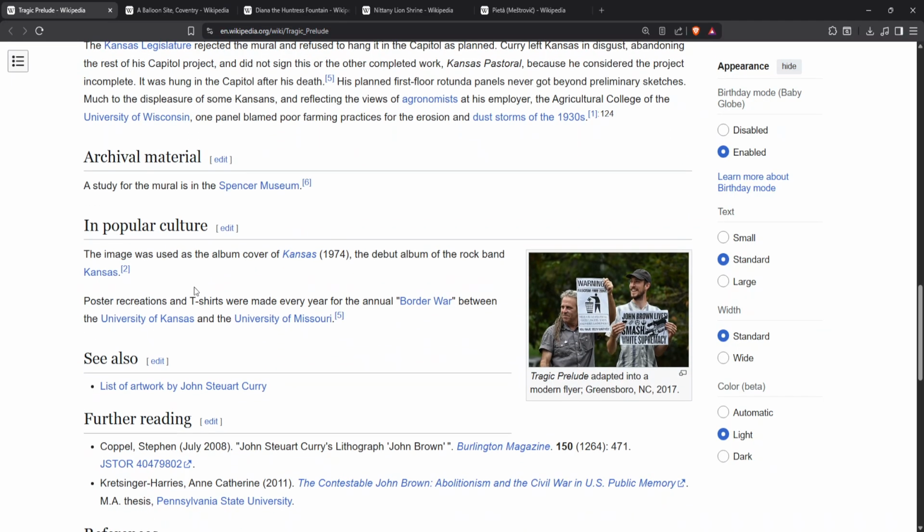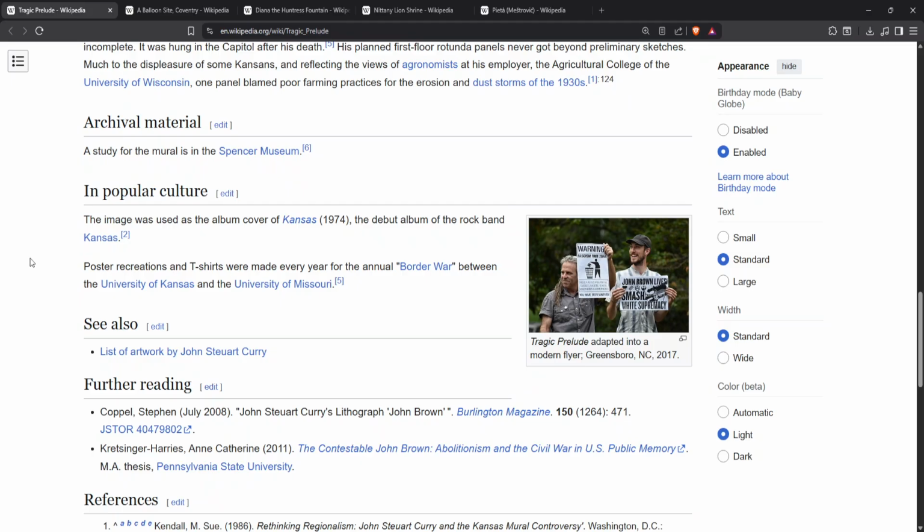Very cool. In popular culture, the image was used as the album cover of Kansas, the 1974 debut album of the rock band Kansas. Posters and t-shirts were made every year for the annual border war between the University of Kansas and the University of Missouri. That's very cool.